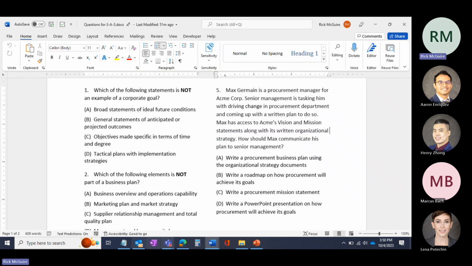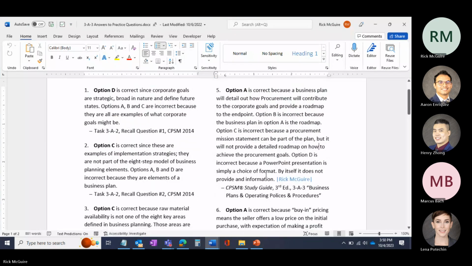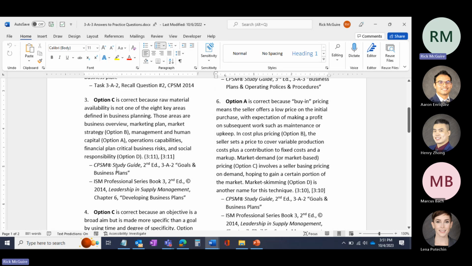Let's go over some answers then. Number 1 is Delta, since corporate goals are strategic, broad in nature, and define the future states. Number 2 is Charlie. Examples of implementation strategies that are not part of the 8-step model. 3 is also Charlie. Raw material availability is not one of the 8 key areas of a business plan, although it's probably incorporated in there somewhere, it's not a specific book.